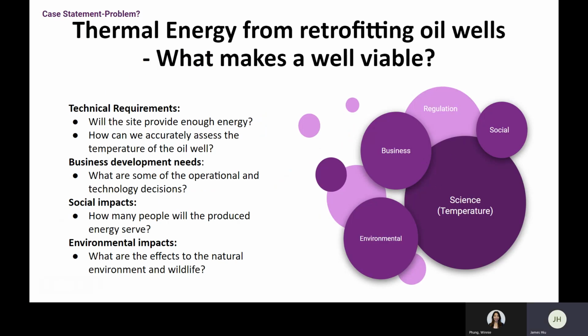To start, here are the four key areas we think are important to consider. The technical requirements, such as will the site provide enough energy? How can we accurately assess the temperature of the oil well? Business development needs, such as what are some of the operational and technology decisions to consider? The social impacts: how does this affect people, and how many people will the produced energy serve in the area? Environmental impacts, such as what effects will it have on the natural environment and wildlife?